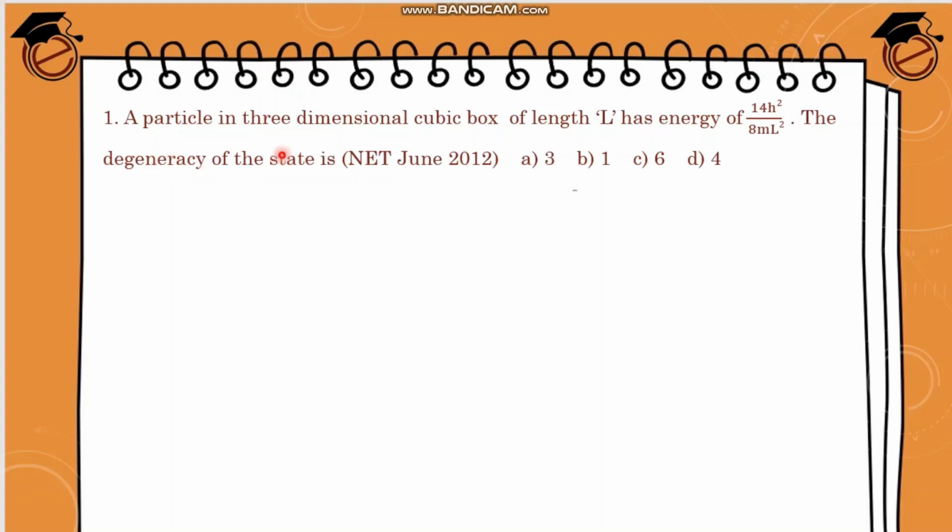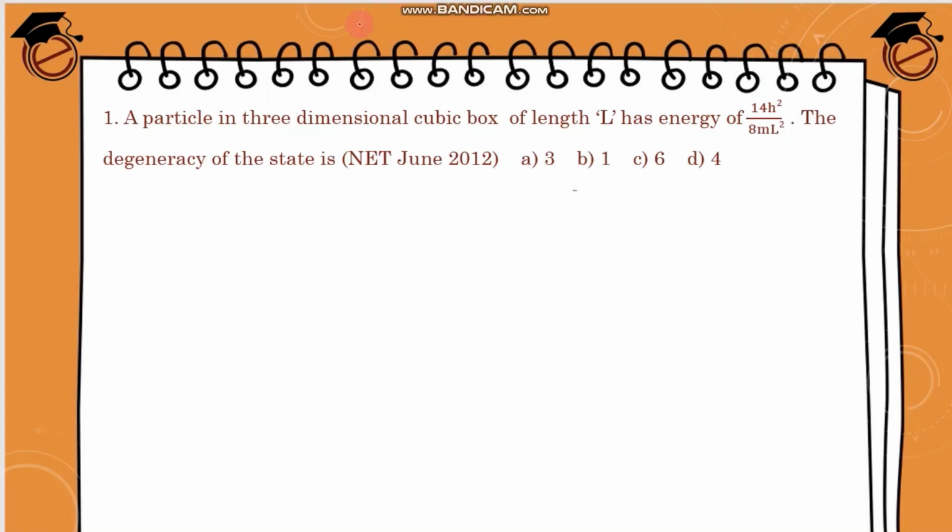A particle in a 3-dimensional cubic box of length L has energy of 14 h square by 8 m L square. The degeneracy of the state is: option A 3, option B 1, option C 6, option D 4. This question was asked in NET June 2012. How can we do this question?